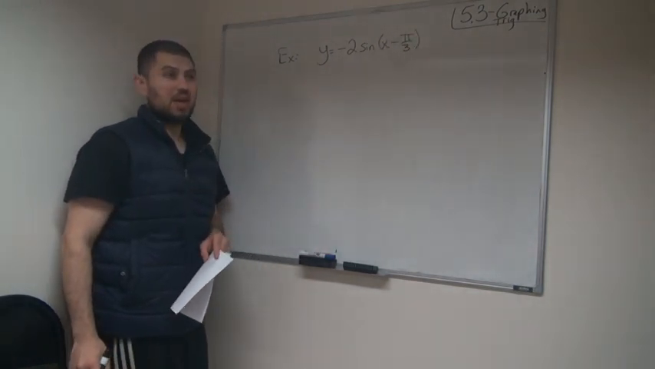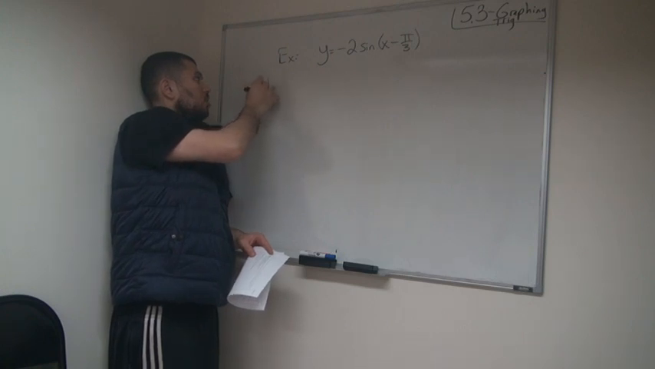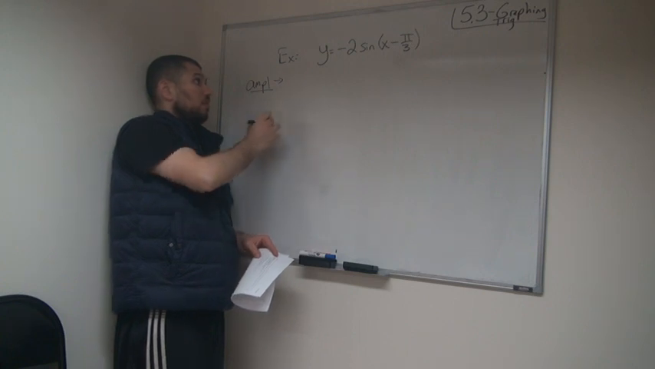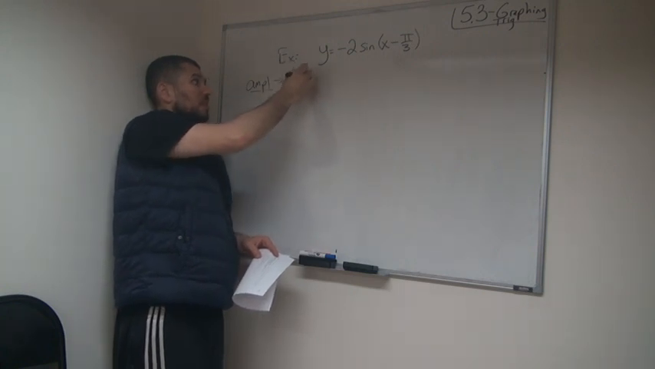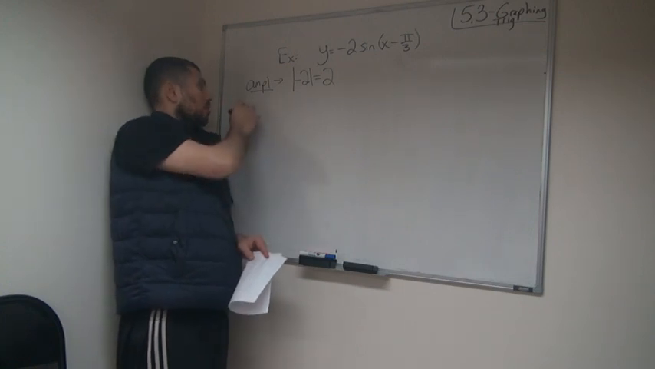So the first thing I would ask you guys to do, somewhere on the left, is make a mini chart that would say, okay, what's the amplitude of this thing? Well, the amplitude is the absolute value of minus 2, or 2. What's the period of this thing?